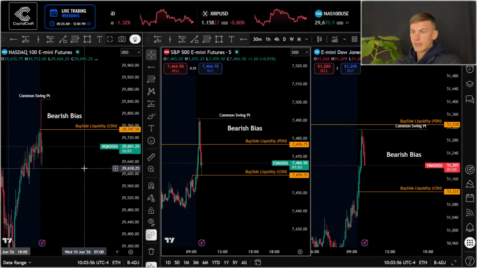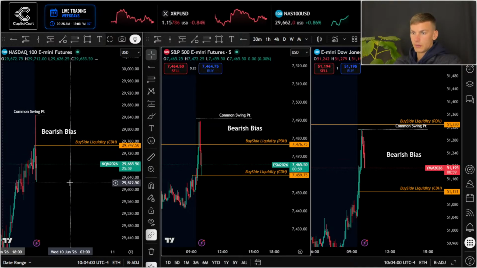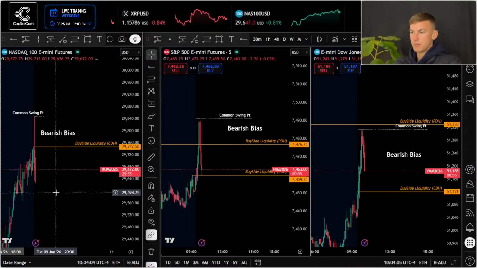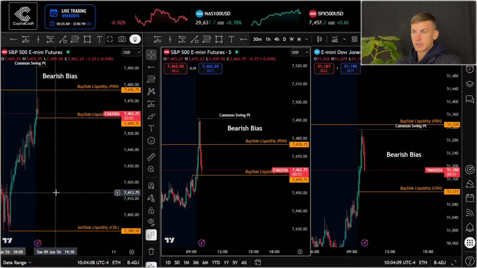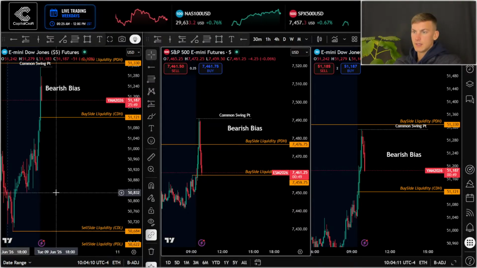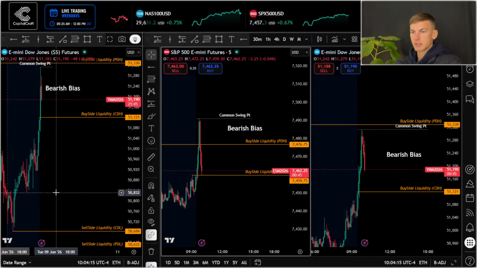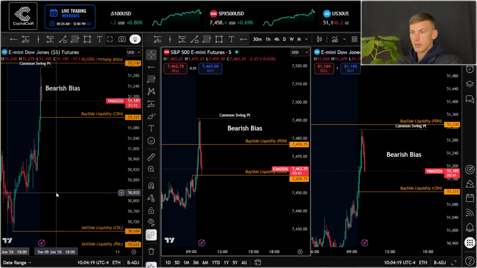But if we do look at the first 30-minute candle that has just formed on the Nasdaq, so the Nasdaq's first 30-minute candle is bearish, whereas the S&P on the left of your screens is bullish, and the Dow is also bullish. So from a half an hour's perspective, we do still have that slight crack correlation.